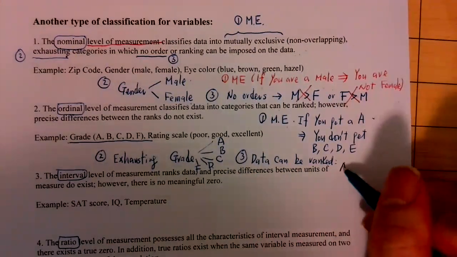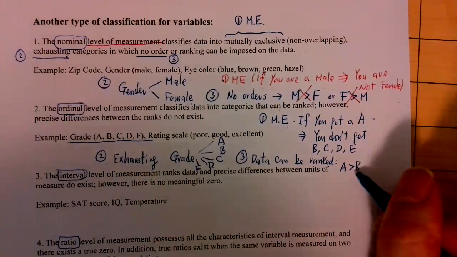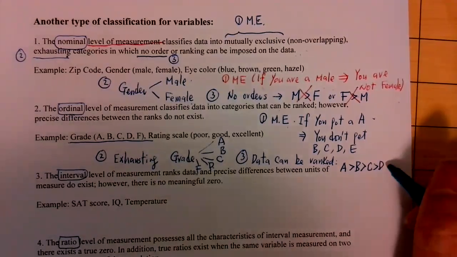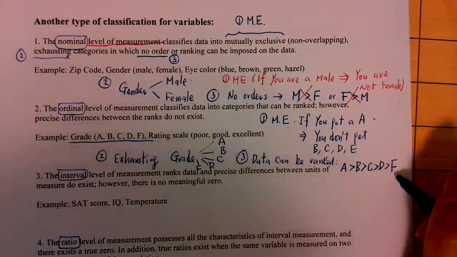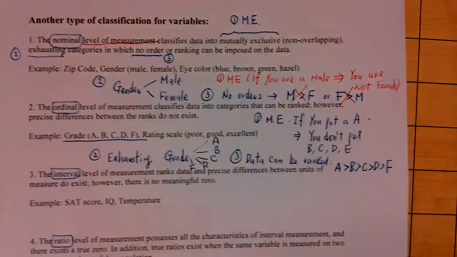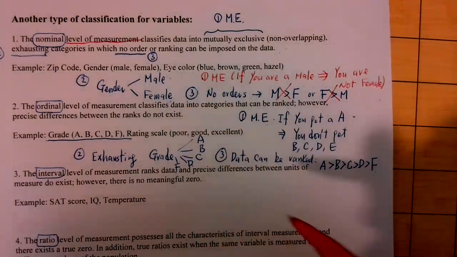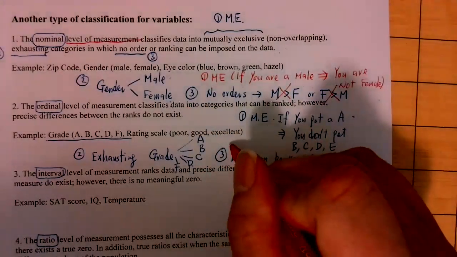That means A is better than B. B is better than C. C is better than D. And F is the worst one you can get. Okay? Data can be ranked. So if I say no order or ranking is level 3, data can be ranked is called level 3 prime.